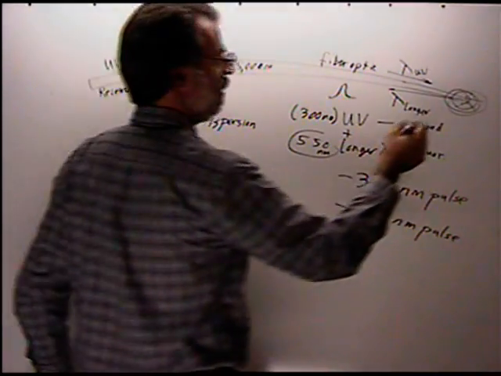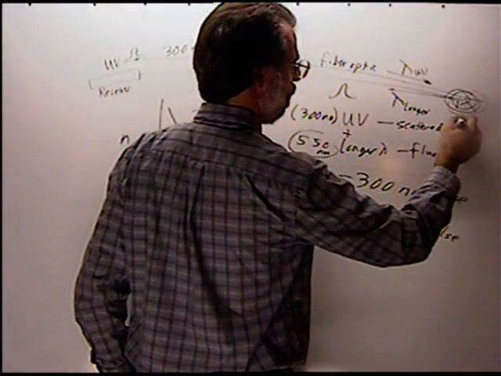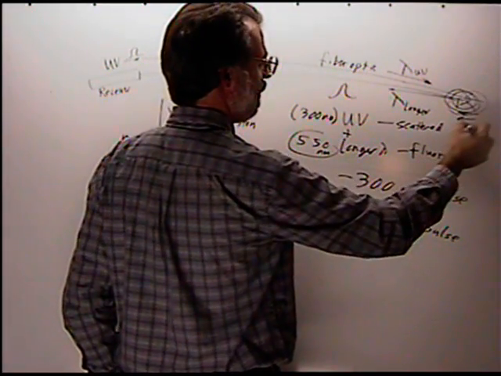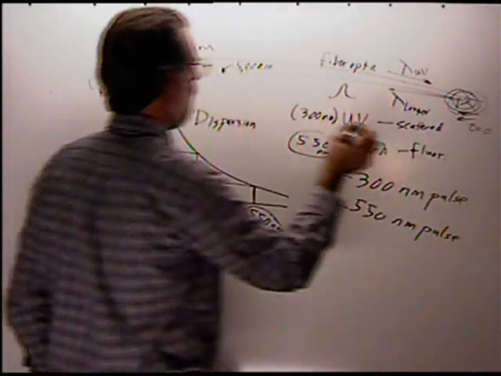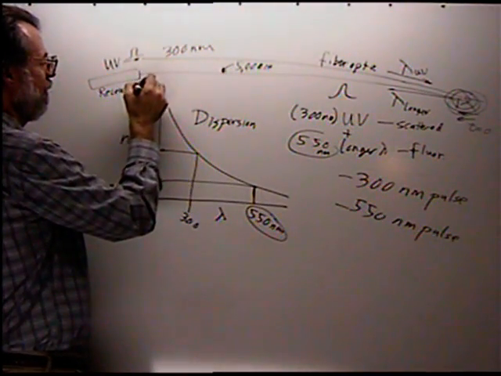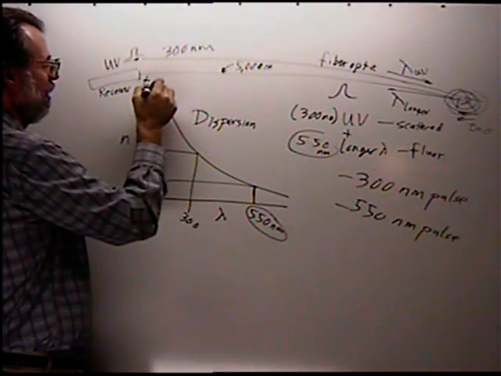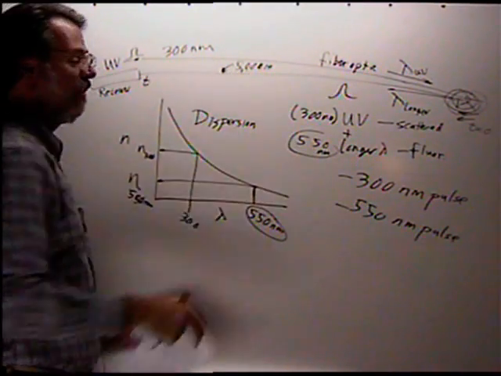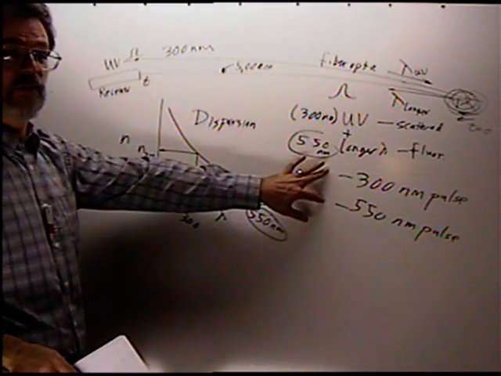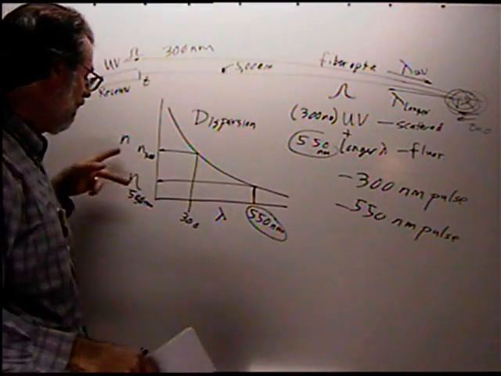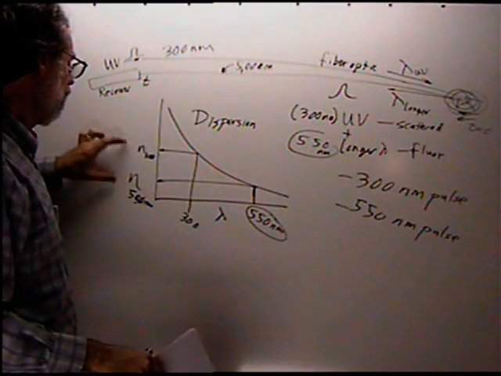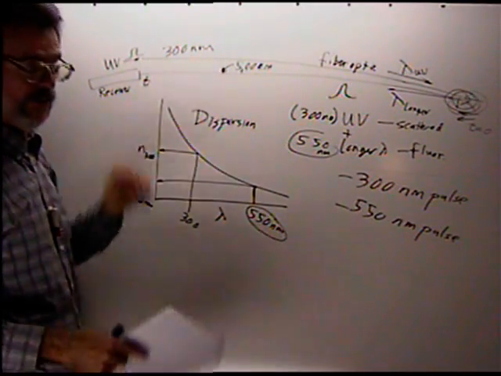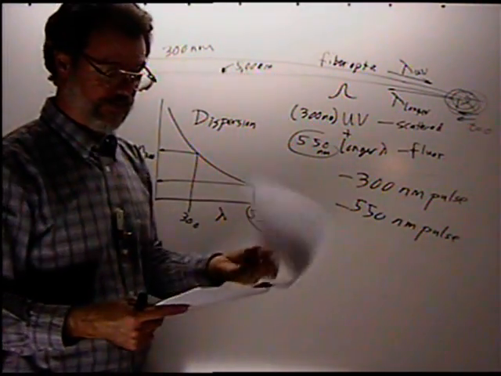The assumption is that these two pulses enter the fiber at the same time, at t equals 0, and they'll come out and be captured by the receiver at some time t later. I'll give you a hint: these two pulses travel at different speeds. They travel at different speeds because they see two different indices of refraction based on the dispersion of the optical fiber. So I hope that's clear.